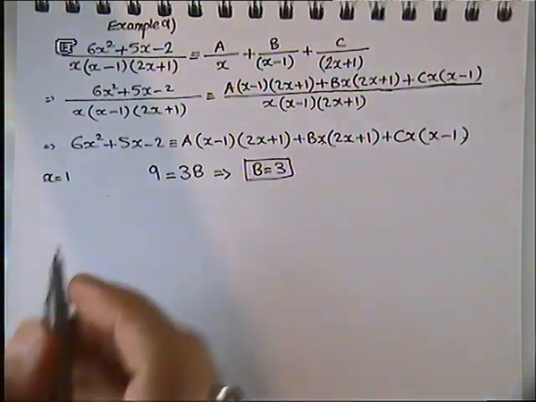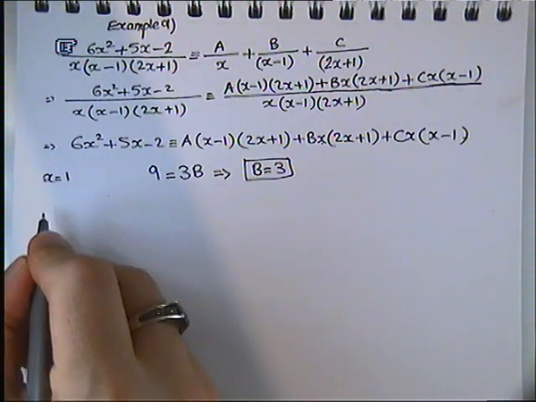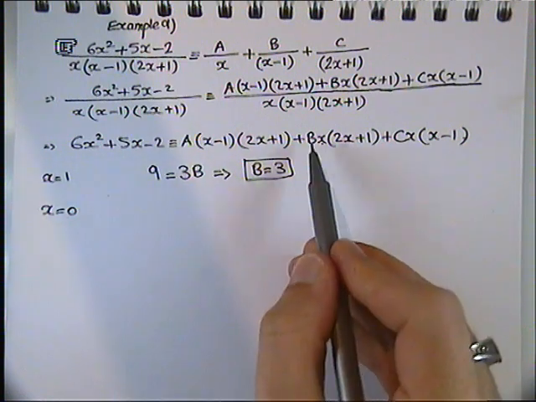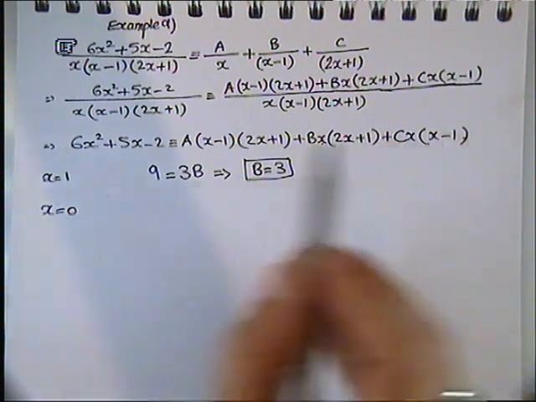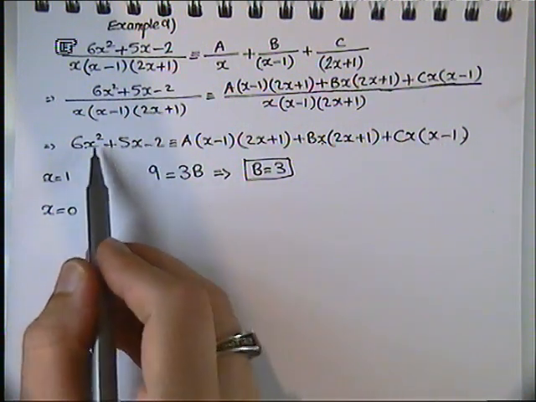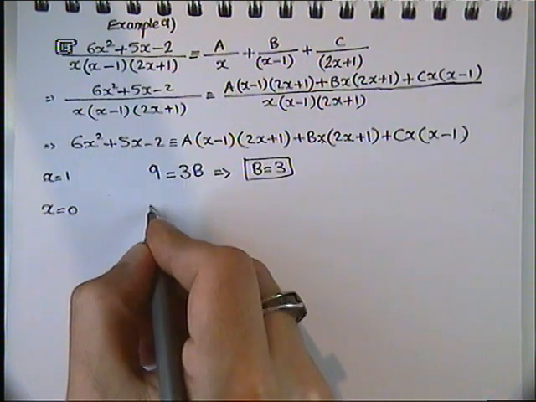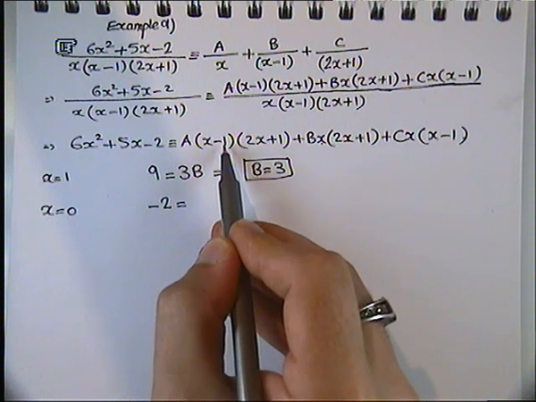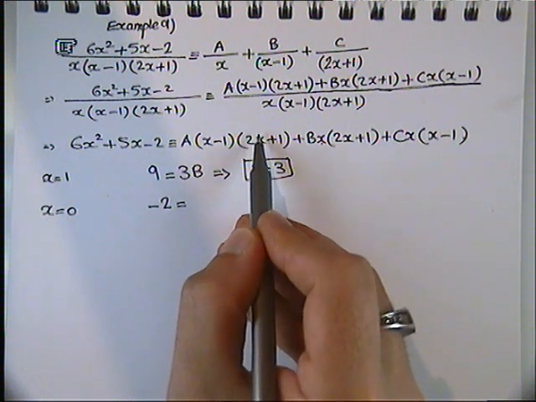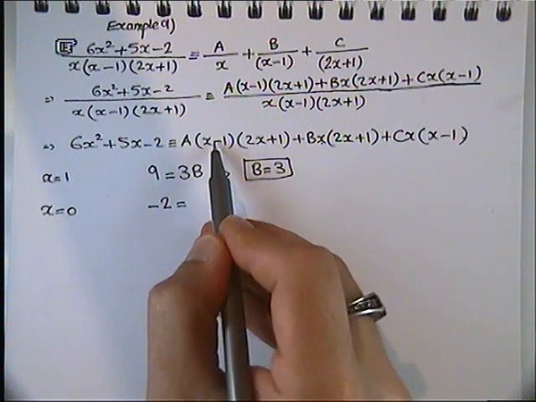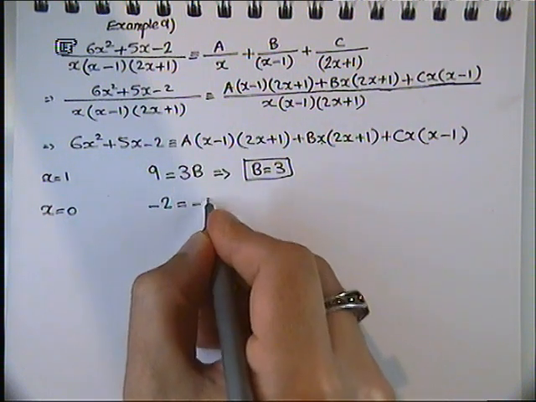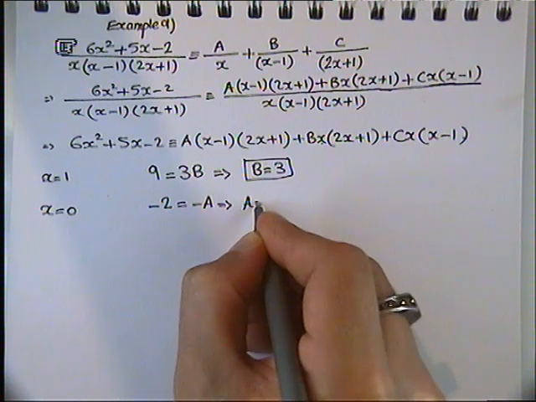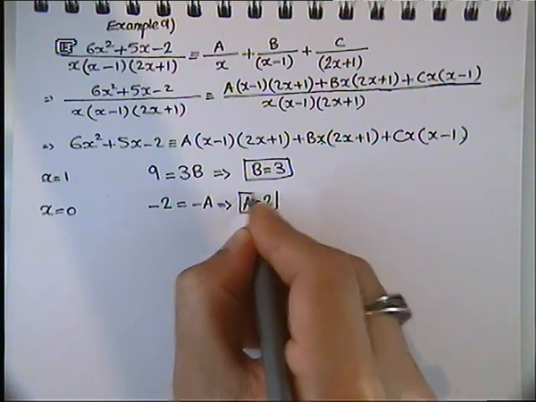The next root is x equal to 0. So if I substitute x equal to 0, this one will be 0, this one will be 0, so what is left is minus 2 is equal to 0 minus 1 is minus 1, 2 times 0 is 0, plus 1 is 1, 1 times minus 1 is minus 1, therefore minus a is equal to minus 2, therefore a is equal to 2.